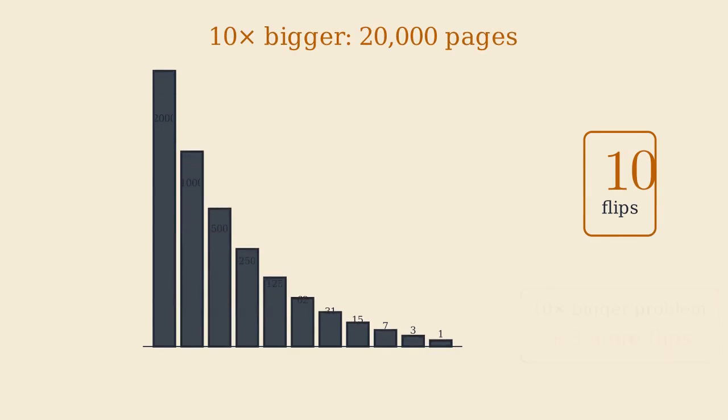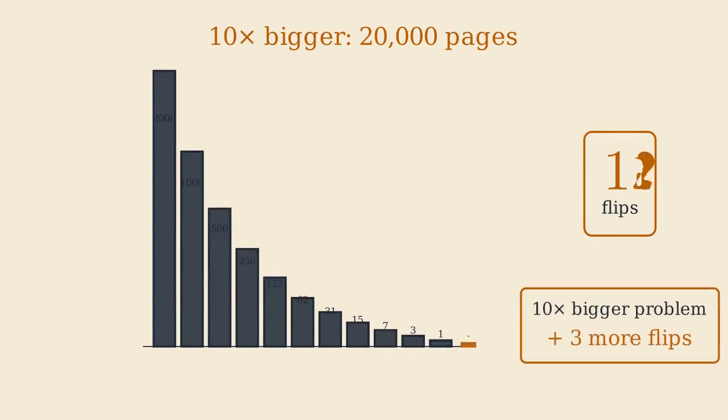And here's the punchline. If the dictionary were 10 times bigger, basically 20,000 pages, you wouldn't need 10 times the flips. You'd need about 4 more, 14 total. That's the soul of logarithmic time.